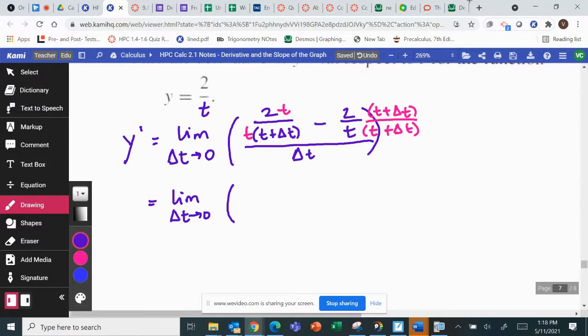On top, that's going to give me 2t minus 2 parentheses t plus delta t over, and then I'll have my common denominator, t times t plus delta t. And then that whole thing over delta t.